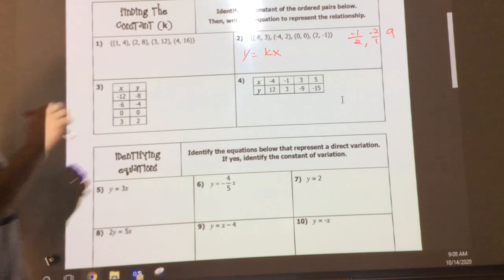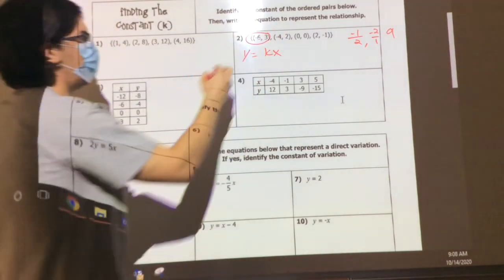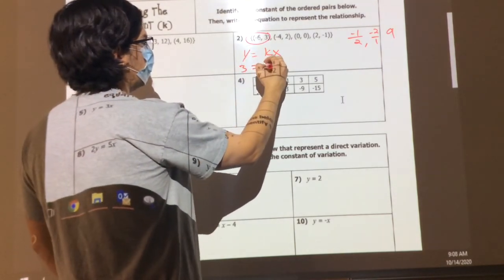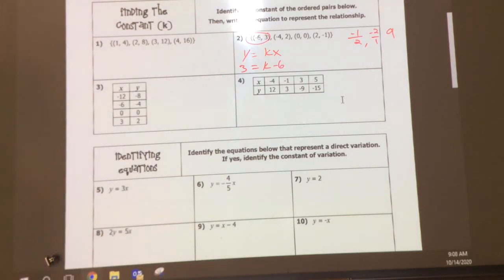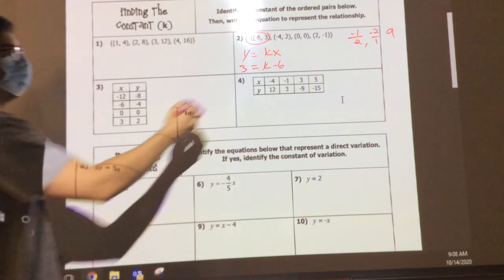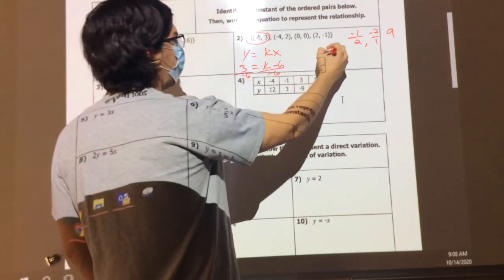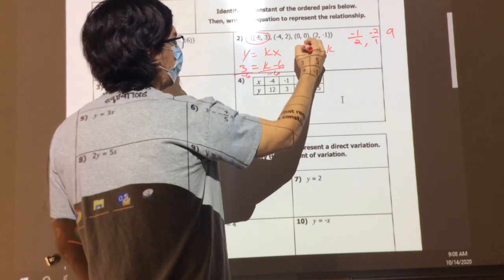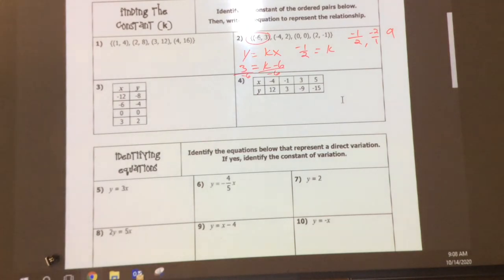Well, let's find this now. I'm going to choose this one right here. How's that? Okay. I'm going to do 3 is equal to k times negative 6. Are we okay with that? I did it wrong. I put the negative 6 as y. Okay, so there's a difference there? Yeah. If I divide both sides by negative 6, then I end up with k is equal to negative 1 over 2. Okay, I subtract. I added 6. Okay, so you see it now?